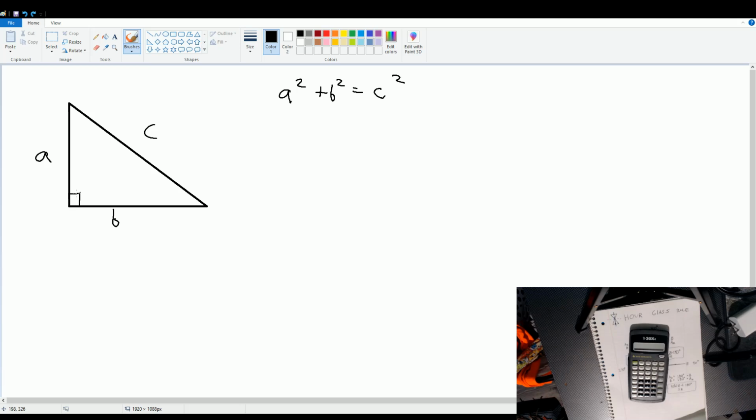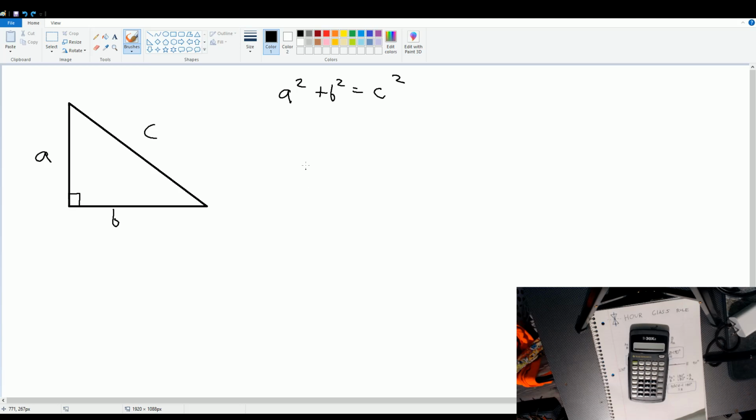Because all right triangles use this value, or c in this case. These two sides, A and B, are called the legs of the triangle, very commonly known as legs.